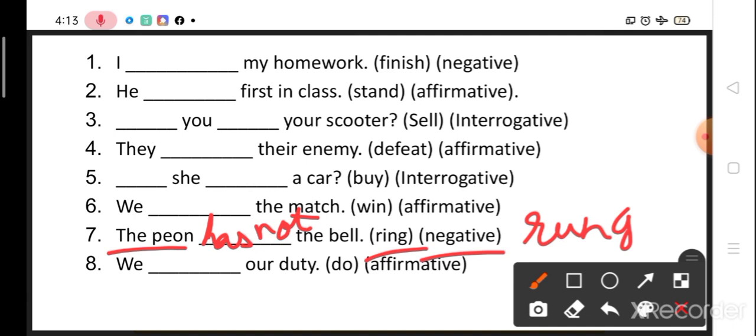The last example, we, we will use have with it. So we have, past participle of do is done. So it will be we have done our duty.